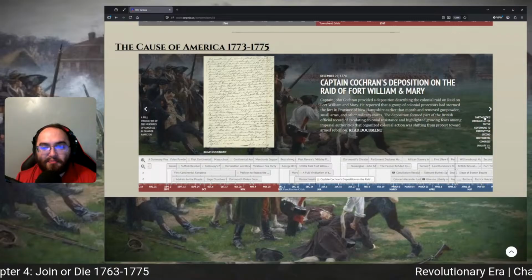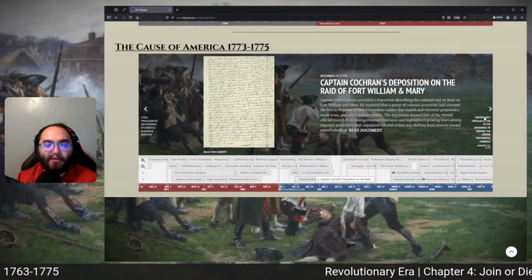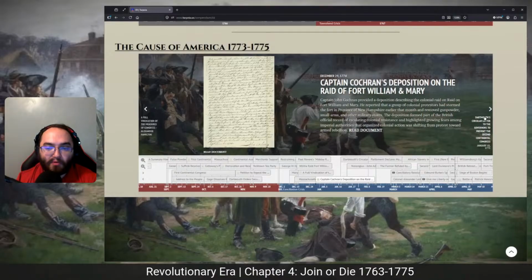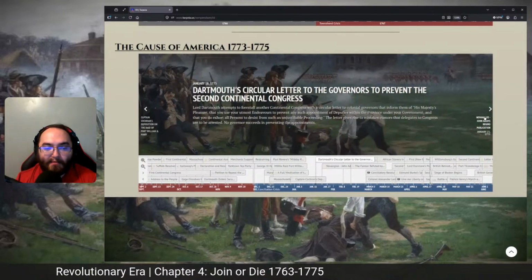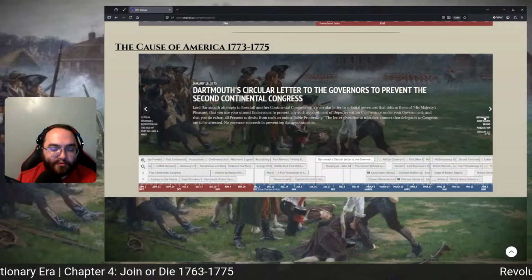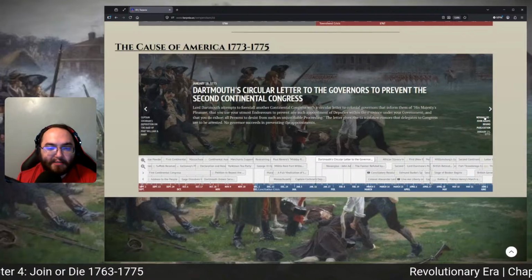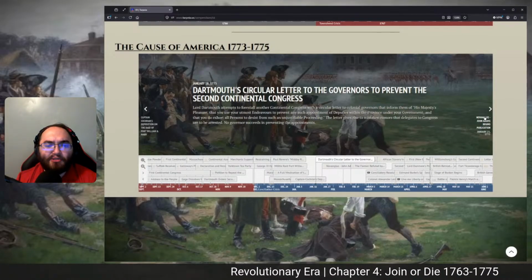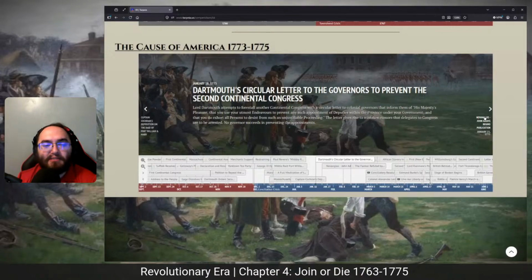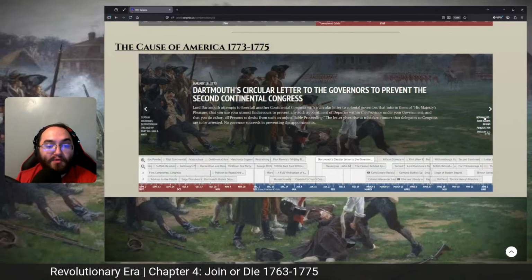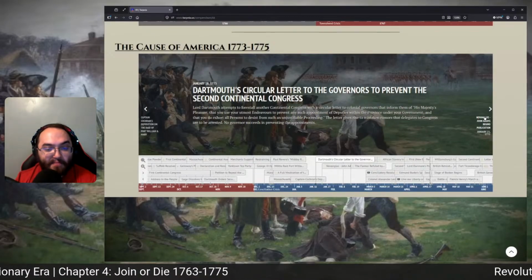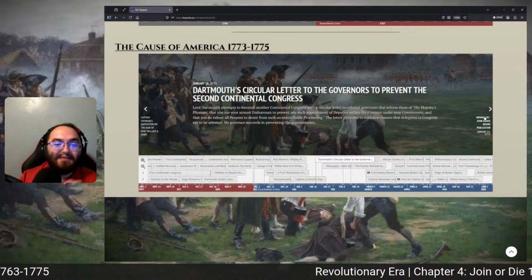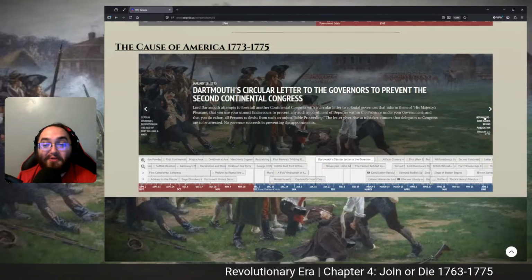Captain Cochrane's disposition on the raid of Fort William and Mary. This is the primary source that we use for the raid on Fort William and Mary. Lord Dartmouth, the Secretary of Colonial Affairs in Great Britain, passes a circular letter to the governors to prevent the Second Continental Congress from happening. So now Parliament and the royal governors are trying to prevent the Second Continental Congress from convening.